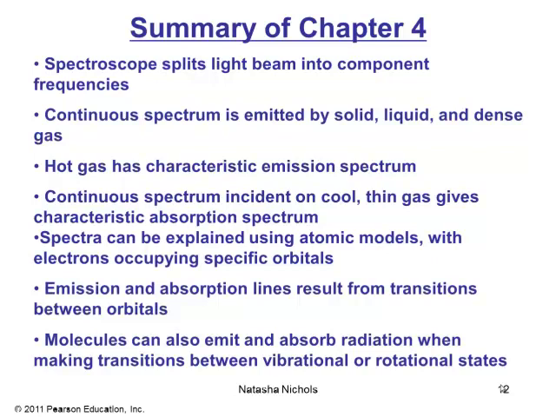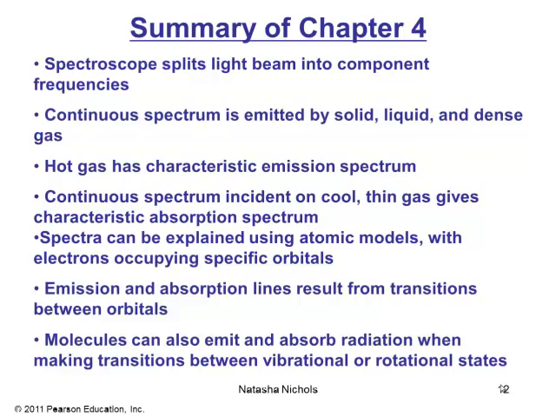And this brings us to the end of Chapter 4. Here's a small summary of Chapter 4. A spectroscope splits the light beam into component frequencies or wavelengths. A continuous spectrum is emitted by solid, liquid, and dense gases. A hot gas has characteristic emission spectrum. A continuous spectrum incident on cool, thin gas gives us a characteristic absorption spectrum.